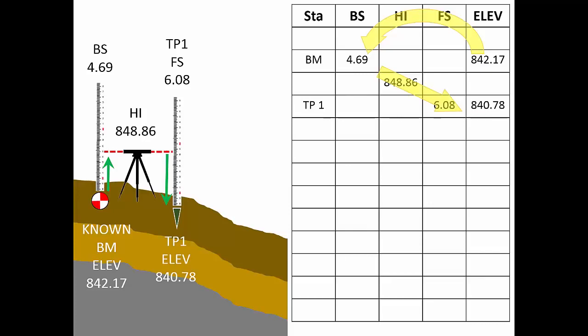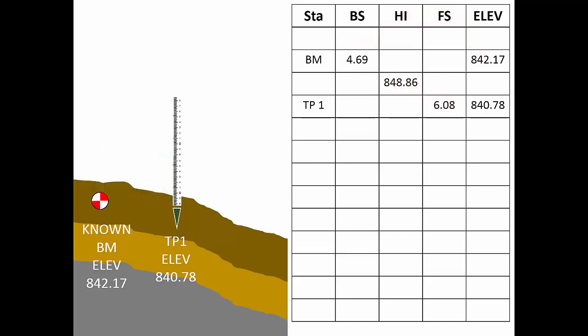Now that turning point 1 has a known elevation, the instrument operator will pick up the instrument, move beyond the turning point, and set up again. The first reading, as we call it, the first shot, is a backsight to turning point 1. Notice here that we'll record that reading in the backsight column on the turning point 1 line. With that information, we compute a new HI.